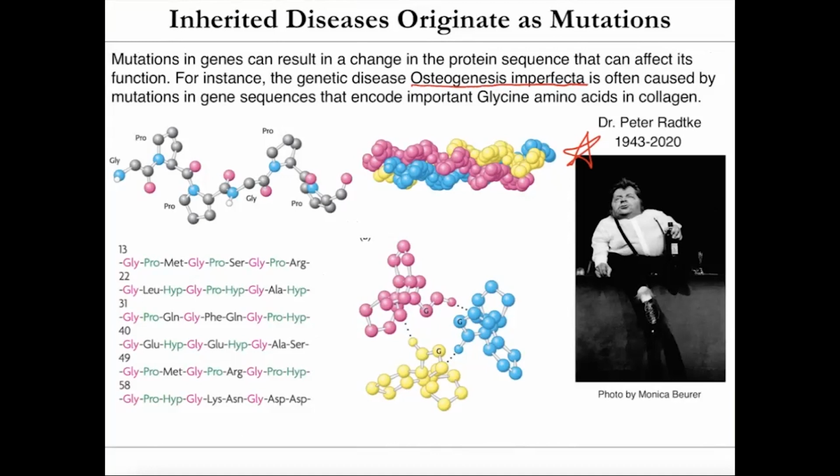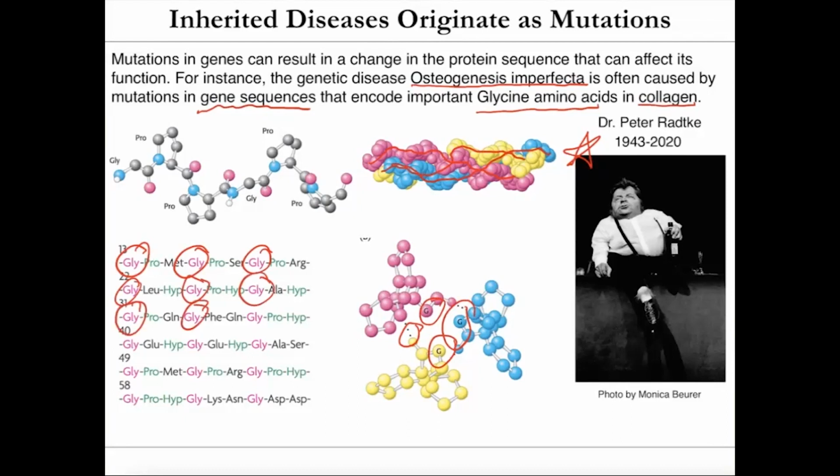The reason why this inherited disease originates is because it's often caused by mutation in the gene sequences that encode for an important glycine amino acid in collagen. We already looked at collagen very quickly when we were talking about structural proteins. It's made of 3 triple helices that interact to make a really strong collagen molecule that keeps your tendons strong and your bones strong and your skin strong. The interaction between these different helices has to do a lot with these glycine residues. You can see there are repeating glycine residues in the collagen amino acid sequence.